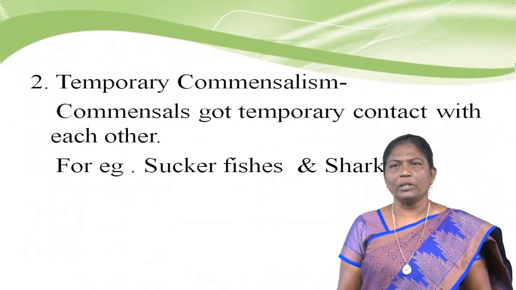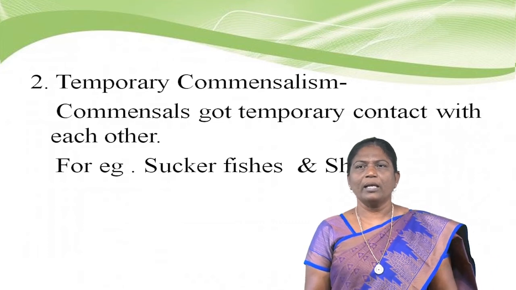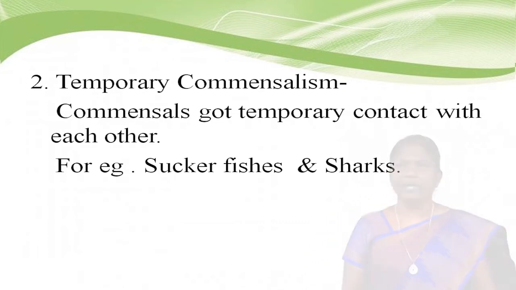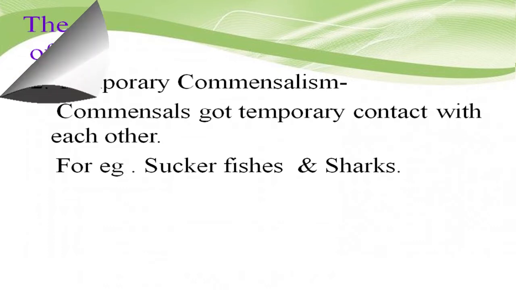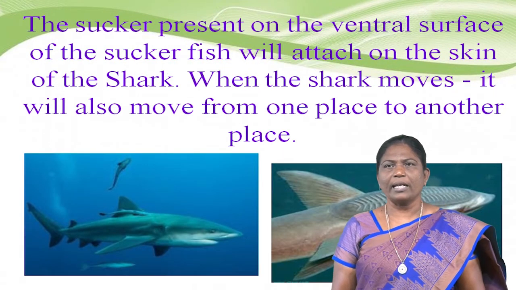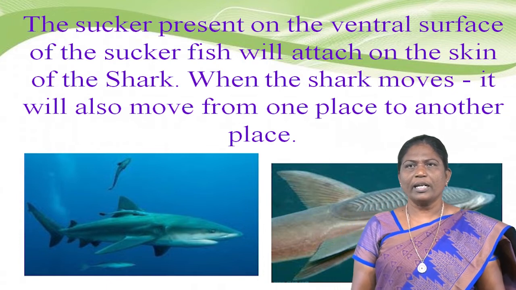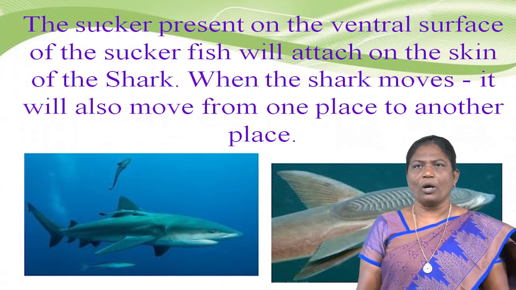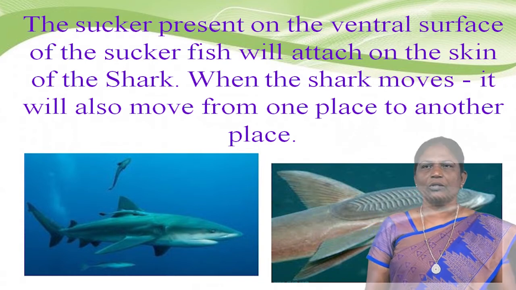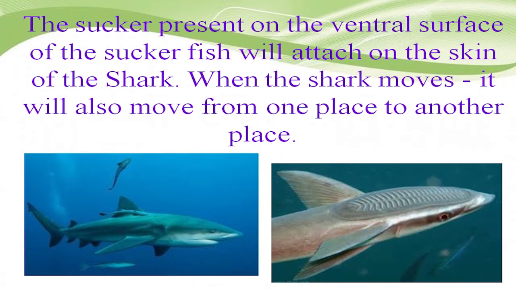The next is about temporary commensalism. Here, the commensals have temporary contact with each other. For example, suckerfishes and sharks. This diagram shows the relationship between the suckerfish and shark. The sucker present on the ventral surface of the suckerfish will attach on the skin of the shark. When the shark moves, the suckerfish will also move from one place to another place.